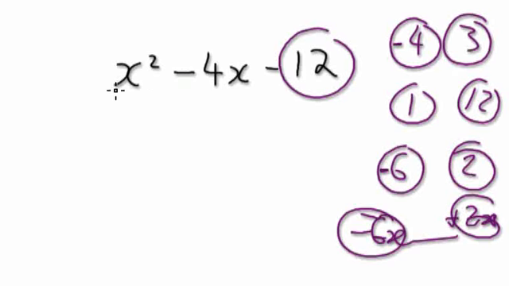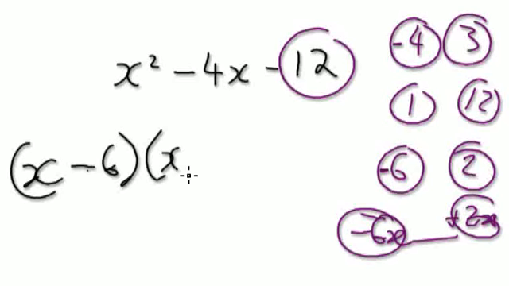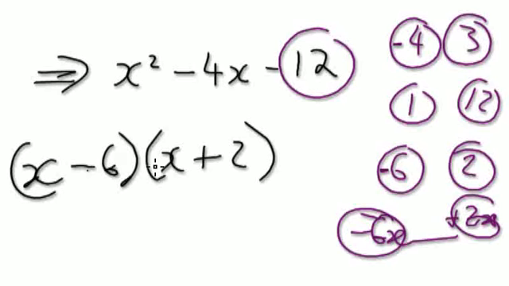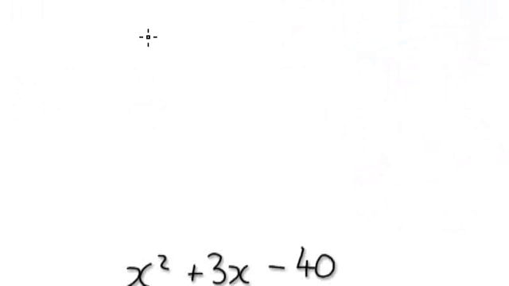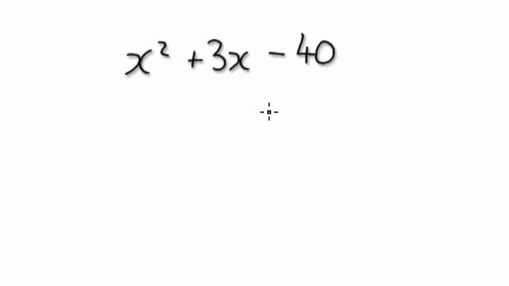So I know that when you come to factorize this, it will be x, bracket here, minus 6, and then x plus 2. So this here would be your factorization of this. Okay, if you don't believe me, multiply it out, and it should give you this thing here. Okay. Next one. Again, zoom into the 40.